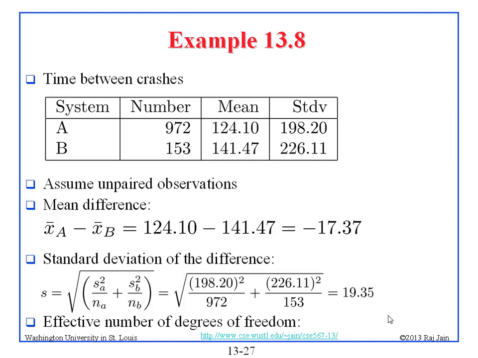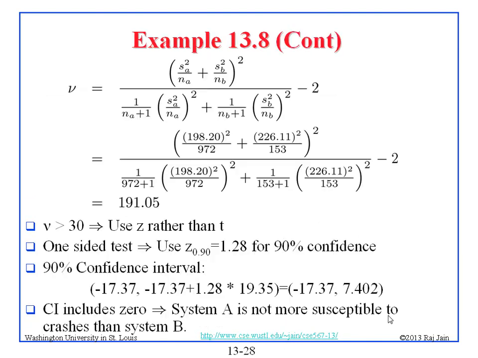All right, so we do X bar and the difference, we do the S, and we do degrees of freedom. And since it is more than 30, we can use Z, and we use the Z, and the confidence interval includes 0, and therefore the systems are not different.